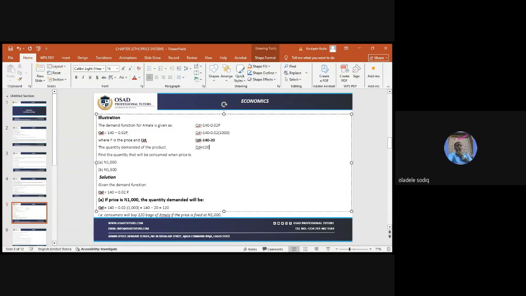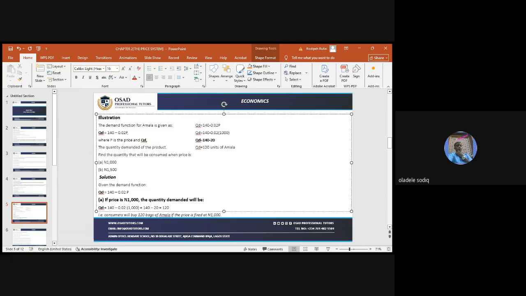That is 120. Let me now ask, this 120, is it going to be in naira or units? It will be in units. Clifford, do you agree? Yes. Why? I think if it was the price, that is when it would be in naira, but it is not the price, it is just the quantity that was demanded, so it should be in units. So the quantity that will be demanded, if the price is 1,000, will be 120 units of Amala. That is the answer to that.